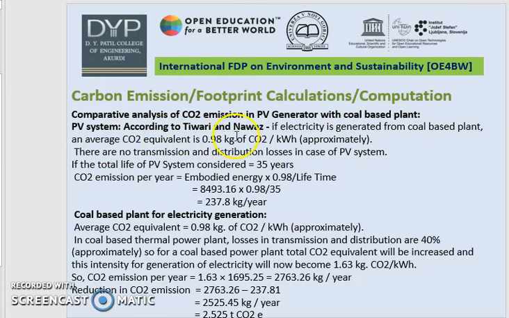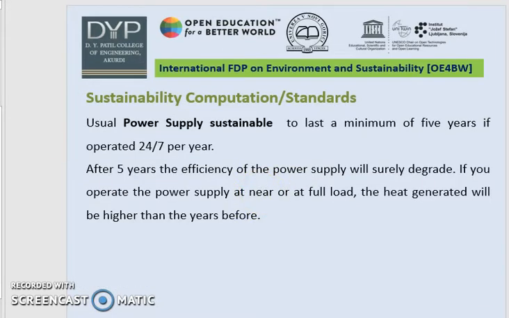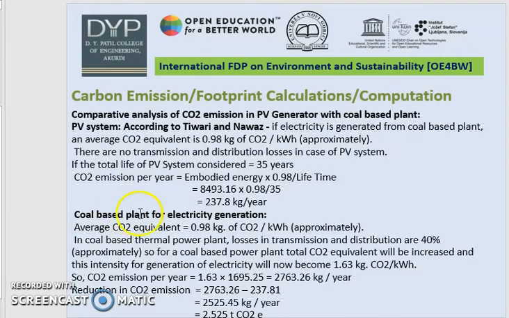Now this is the comparative analysis of CO2 emission of the PV generator with the coal-based plant. According to Tiwari and the other authors, they put forward these calculations. If electricity is generated from a coal-based plant, on average the CO2 equivalent is 0.98 kg of CO2. There are no transmission and distribution losses in the PV system, and the lifespan has been considered as 35 years. So CO2 emission per year is embodied energy into 0.98 into lifetime. From this you get the full calculation as 237.8 kg per year. This is the CO2 emission per year for the PV plant.